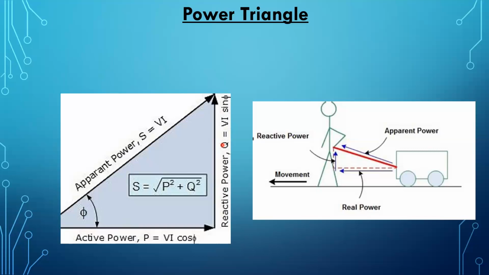Next is reactive power. Reactive power or imaginary power is the power that does not do any real work. There is zero power dissipation, so it is called wattless power. The reactive power is also called wattless power, and this is the power derived from reactive elements like the inductive load and the capacitive load. The reactive power is measured in kVAR, kilovolt ampere reactive, and is denoted by Q.